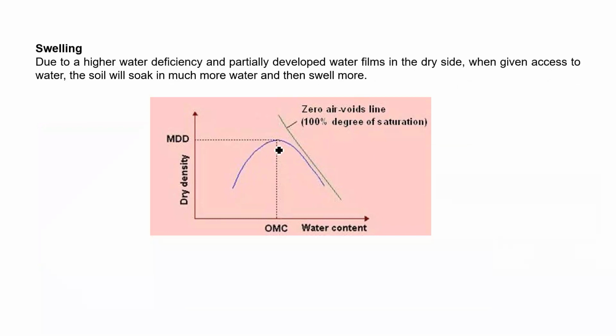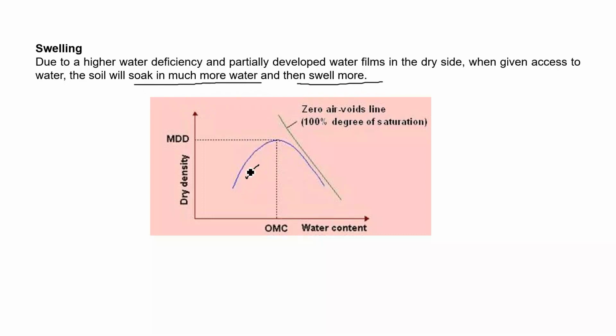Now, in the dry side of the soil, the voids are partially saturated. So, the dry side of optimum always tends to soak more water, which results in more swelling. We can say that due to higher water deficiency and partially developed water film in the dry side, when given access to water, the soil will soak in much more water and then swell more in the dry side of optimum.